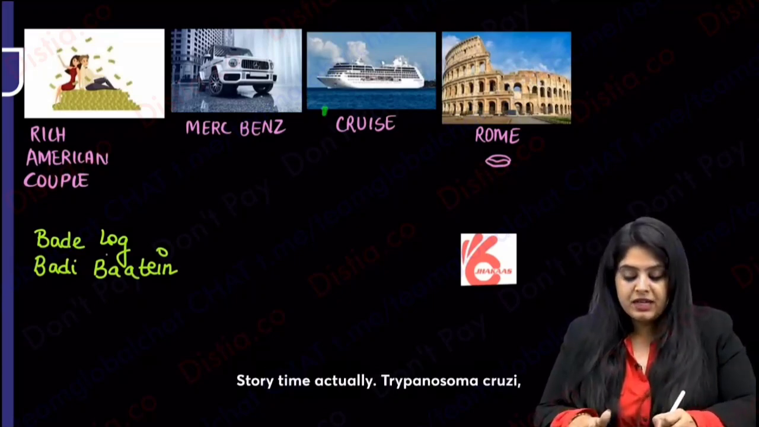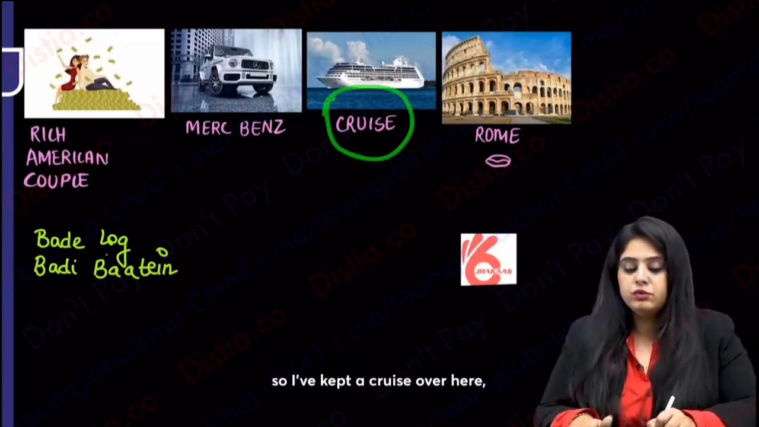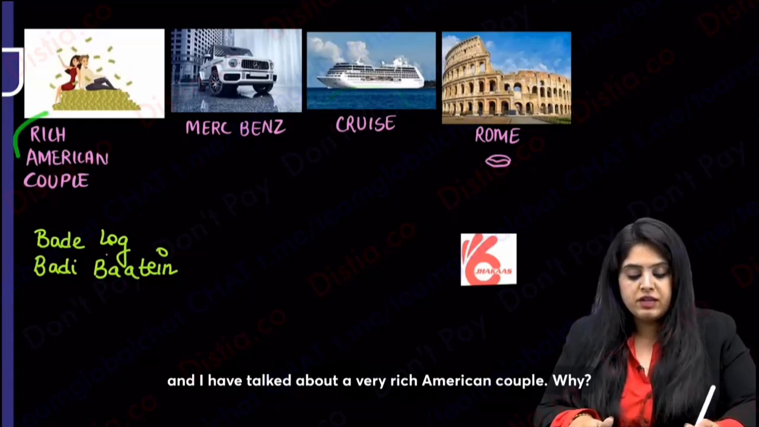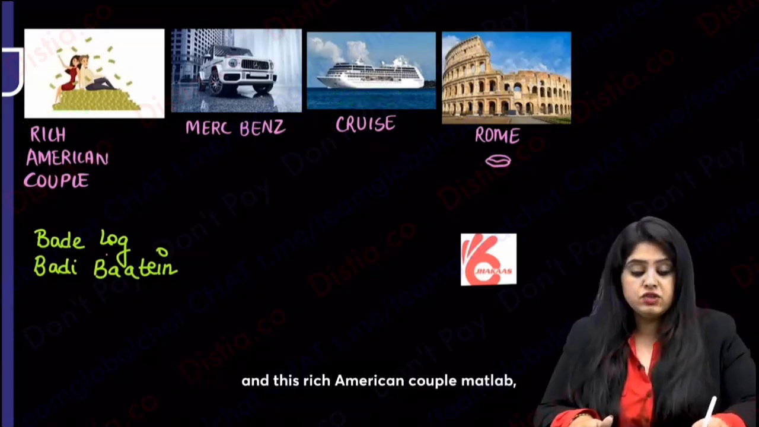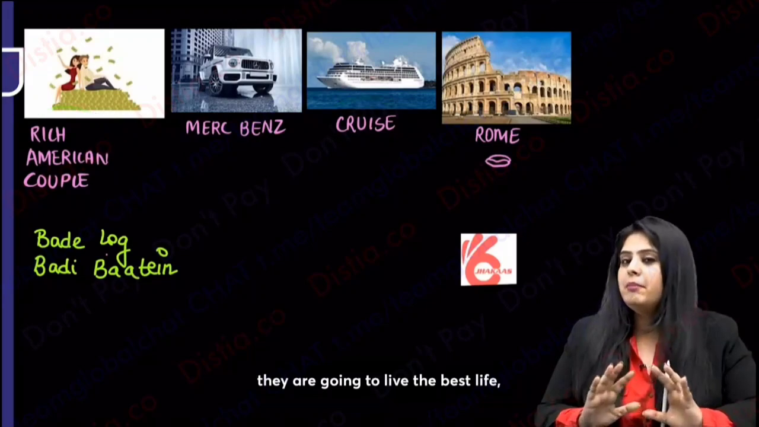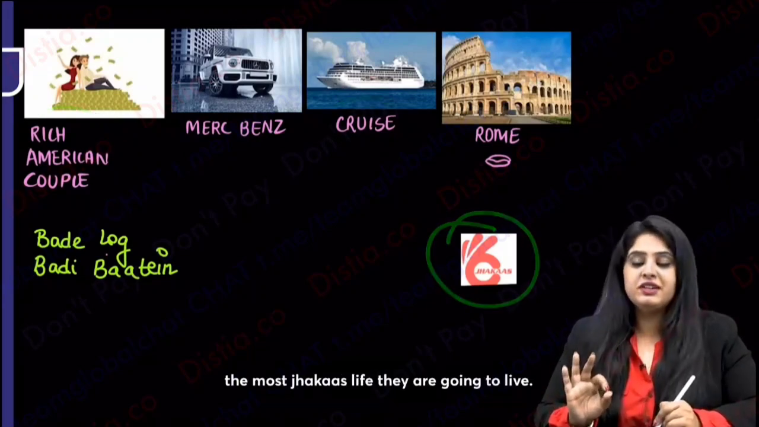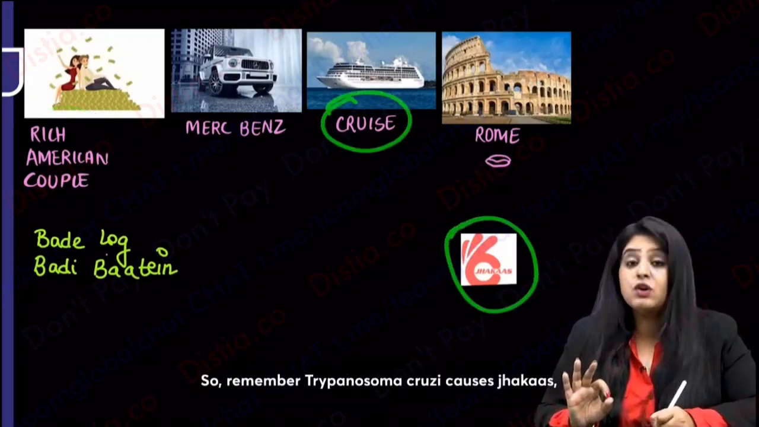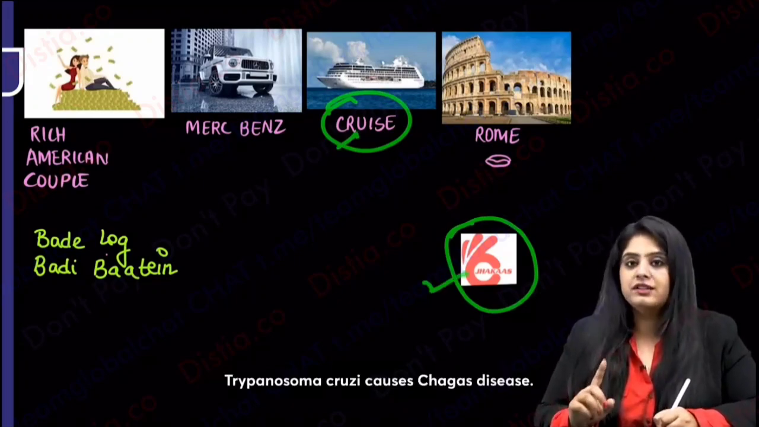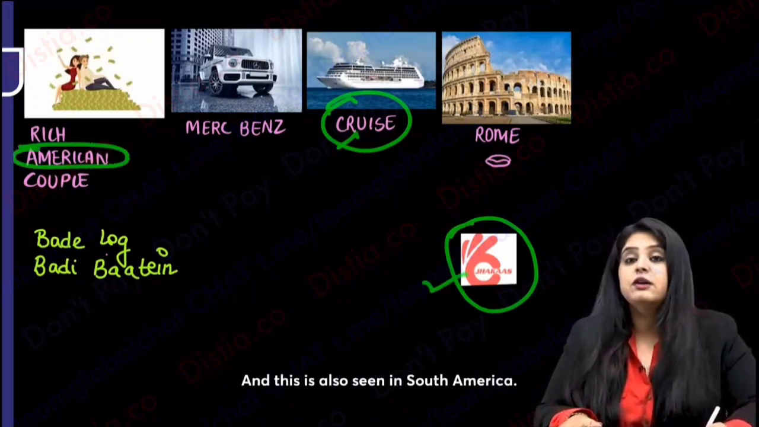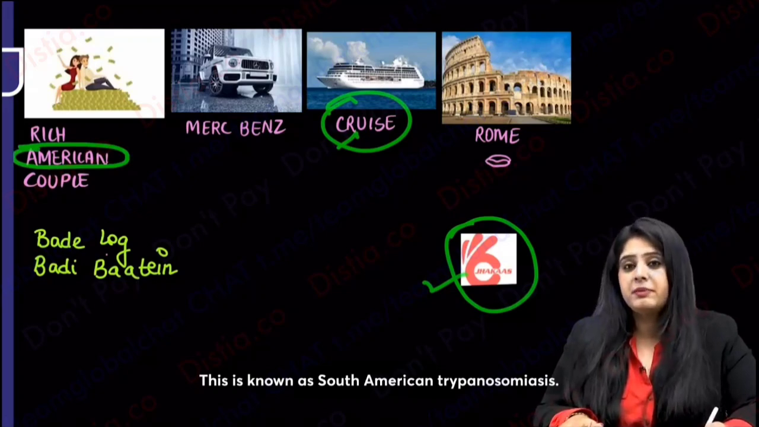Story time actually. Trypanosoma cruzi, so I've kept a cruise over here and I've talked about a very rich American couple. Why? Because Trypanosoma cruzi and this rich American couple, matlab they are going to live the best life, the most jhakas life they are going to live. So remember, Trypanosoma cruzi causes jhakas, means Chagas disease. Trypanosoma cruzi causes Chagas disease and this is also seen in South America. This is known as South American trypanosomiasis.